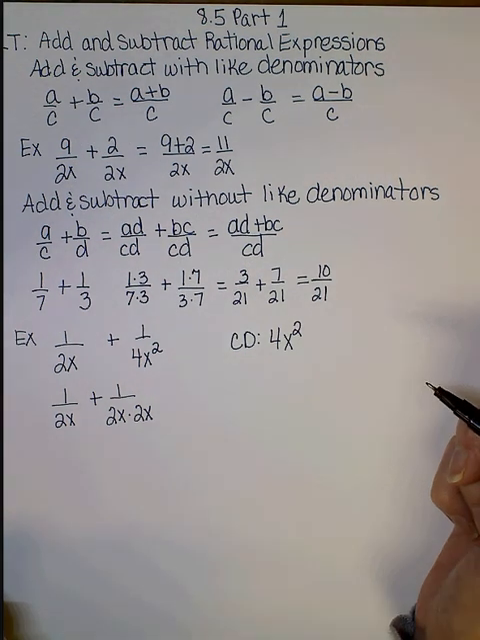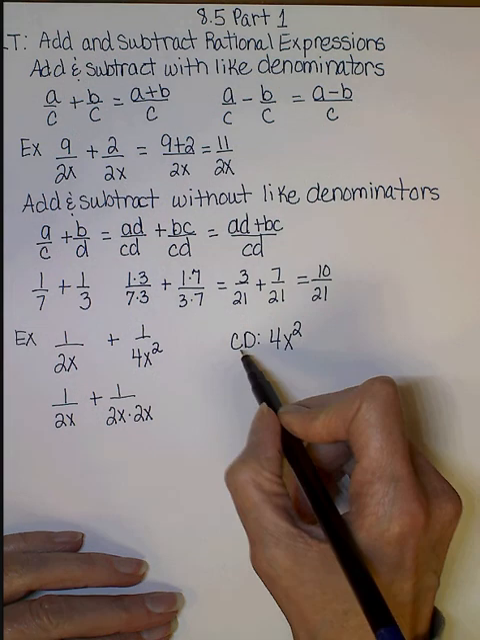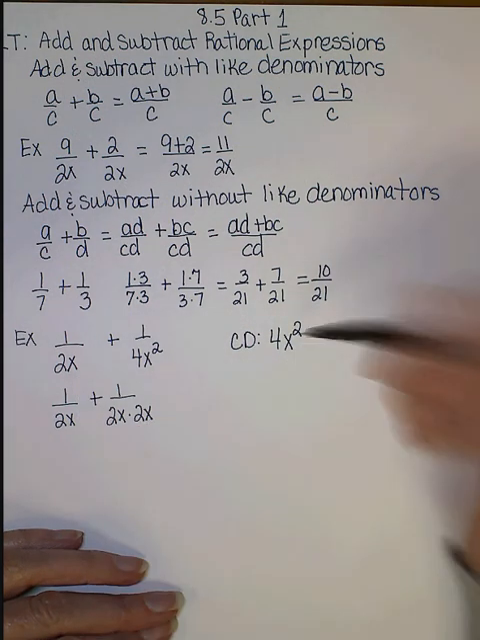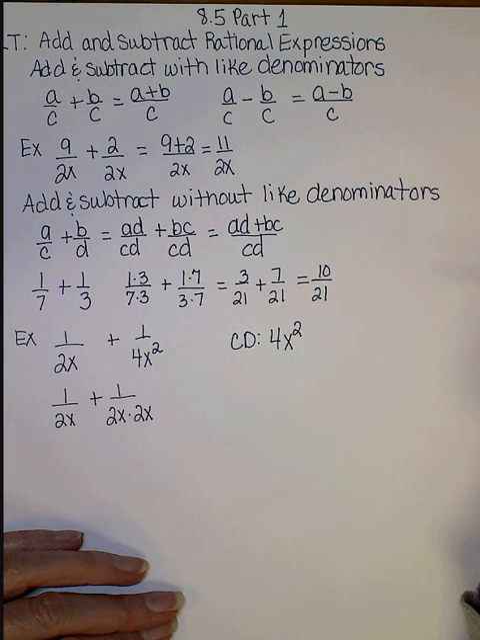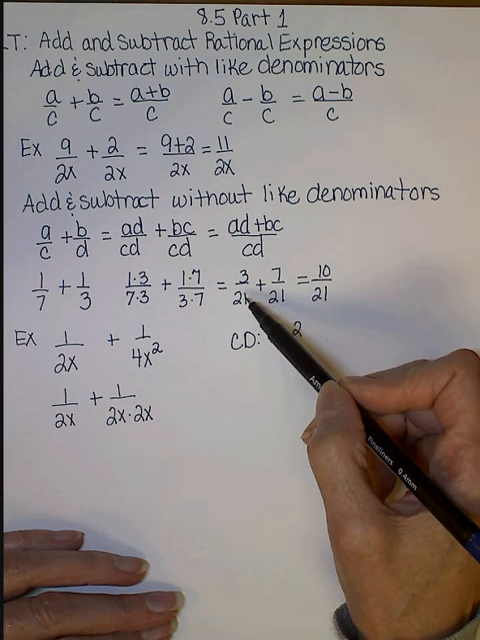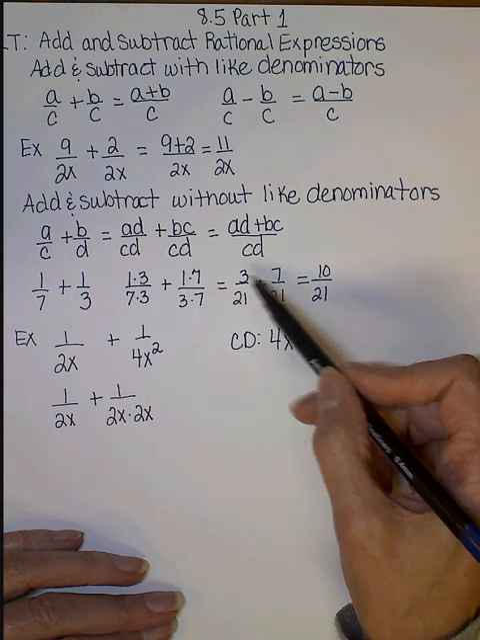I try to think of different ways to say this for students, but whatever you pick for your common denominator, both denominators have to go into that completely, with nothing left over. For instance, 3 goes into 21 7 times, and 7 goes into 21 3 times.